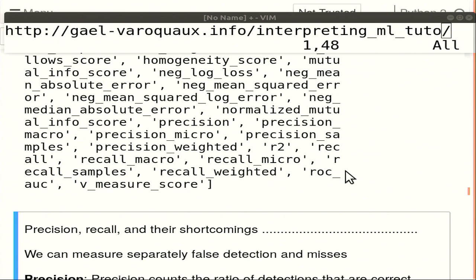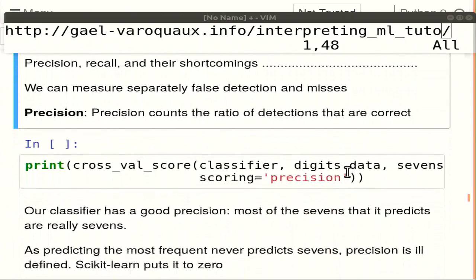Okay? So, in an unbalanced data set, or in a given application setting, it might not be the same thing to do a false detection or a miss. Suppose we're no longer predicting sevens and digits, but suppose we're predicting cancer. It might be a different thing to get it wrong and miss somebody who has cancer, which I'll call a miss, or to have a false detection and predict that somebody has cancer when it's not the case.